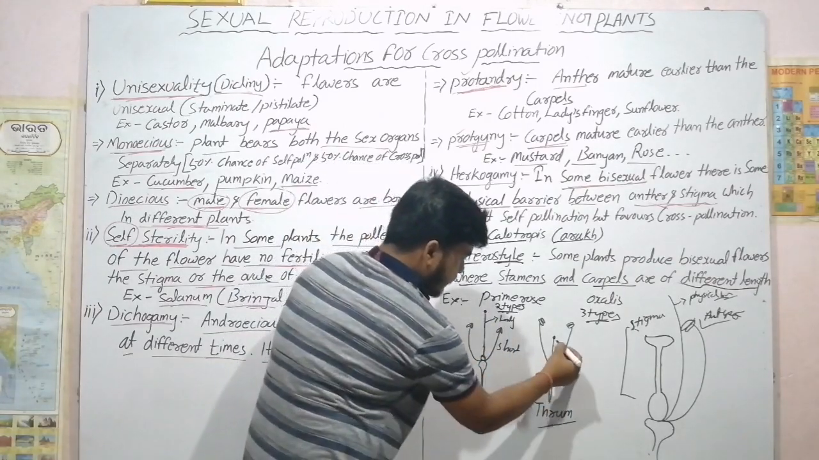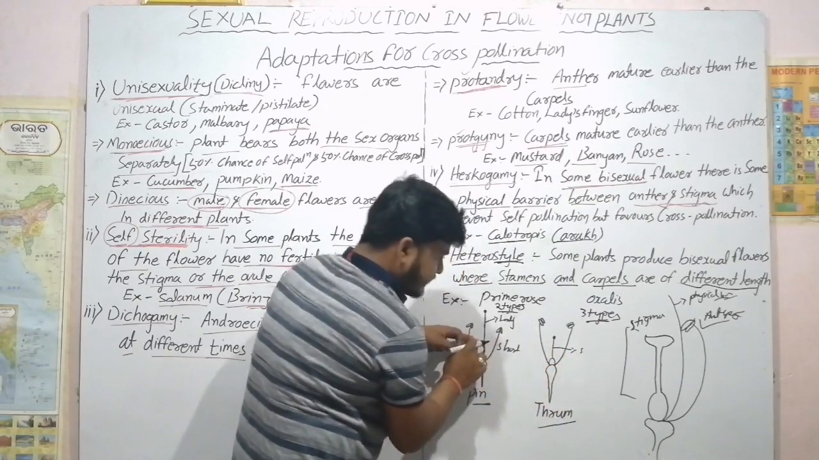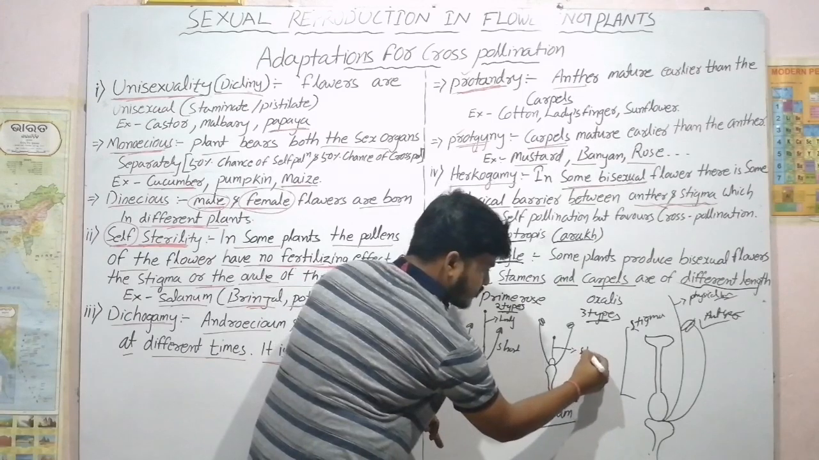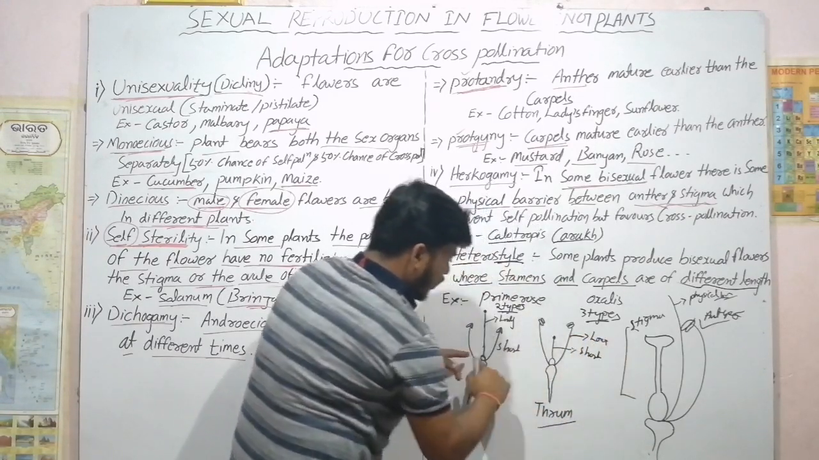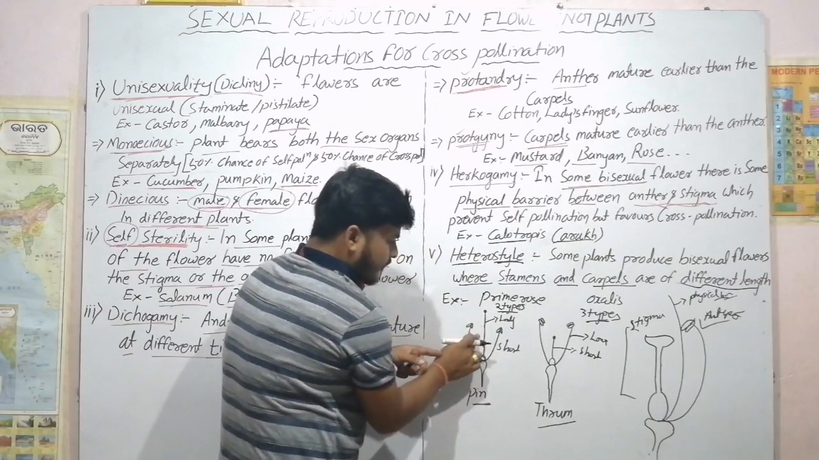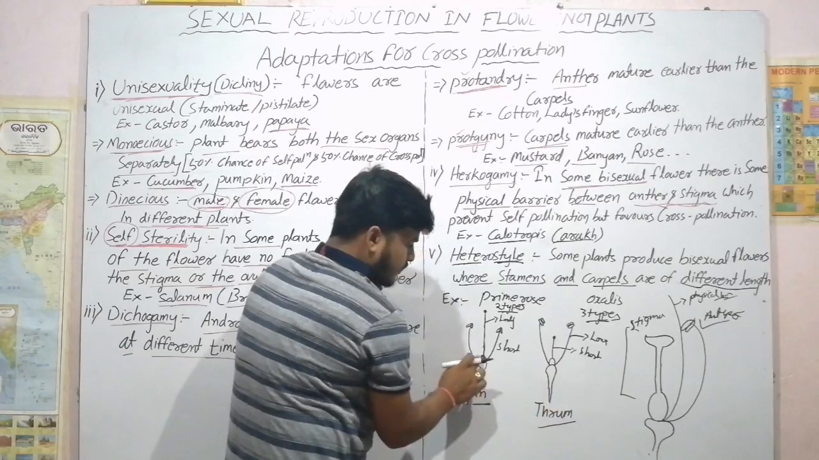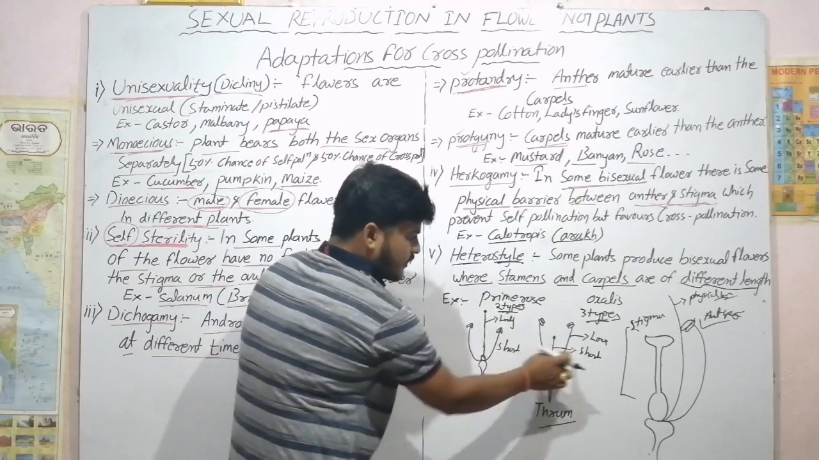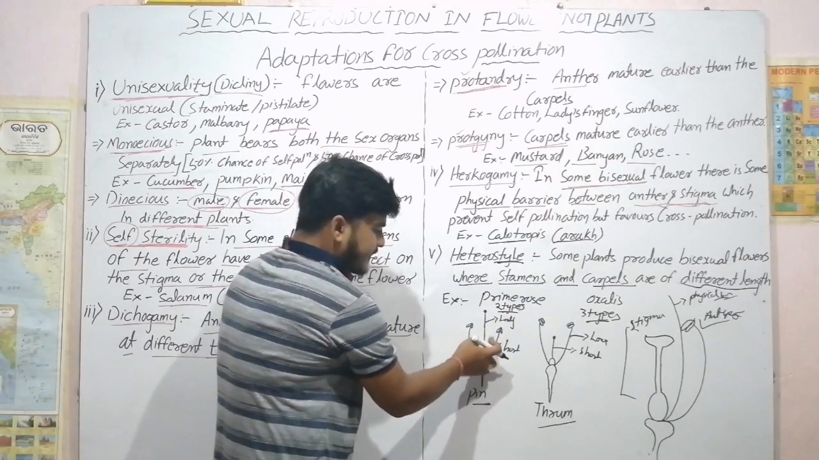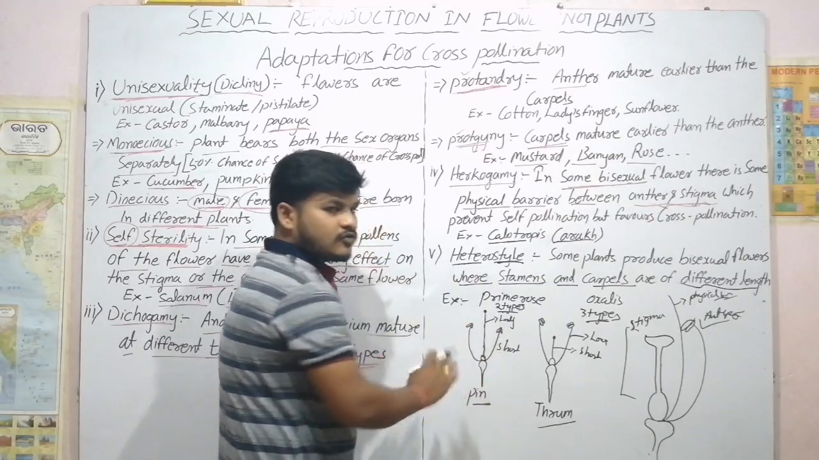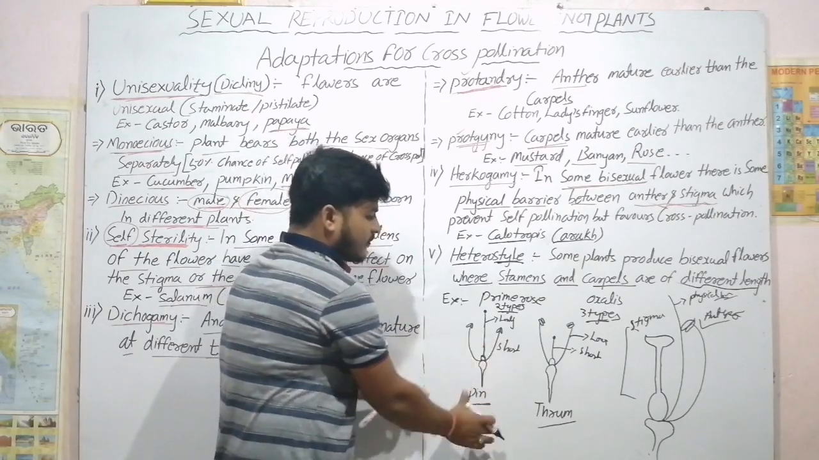In the next case, the female reproductive part is short and the male part is long. In opposite, here the female reproductive part is long, here the female reproductive part is short, here the male reproductive part is short, here the male reproductive part is long. So when the pollen grains are to be transferred, there is no equality condition to transport the pollen grains. So there must be some obstacles.